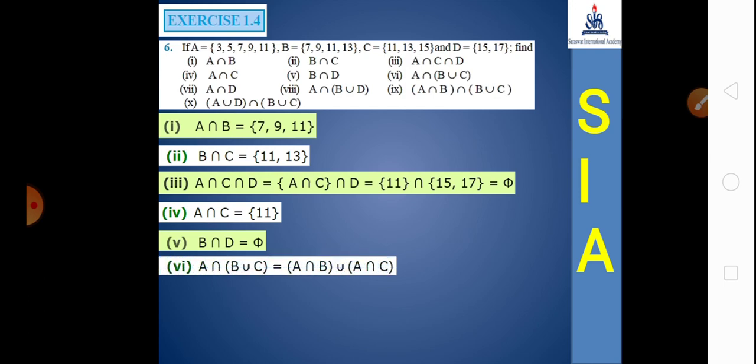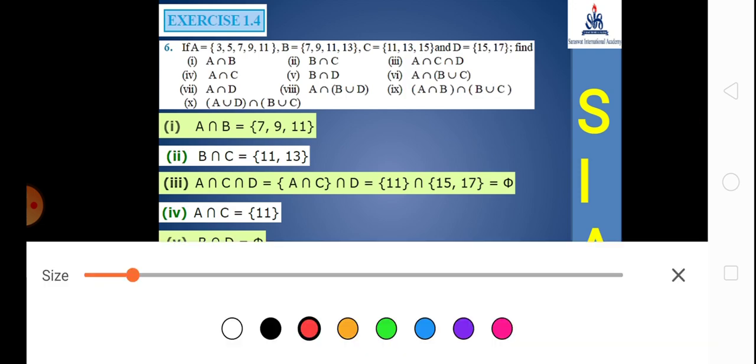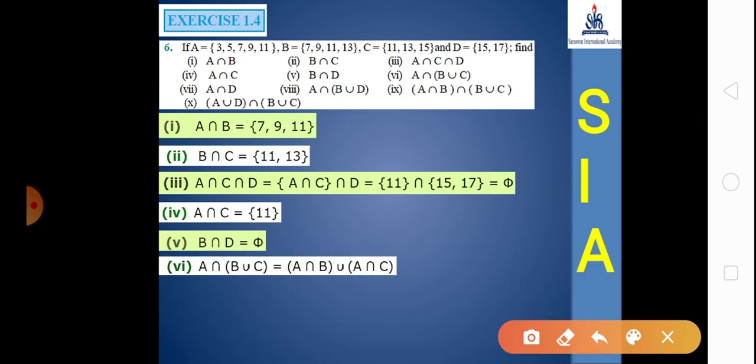Continue. Sixth one, A intersection B, union C. Look at that, intersection and union combined are given. So you apply the distributive rule. Students, this is the distributive rule. If you do not apply the distributive rule, then also the same answer comes.